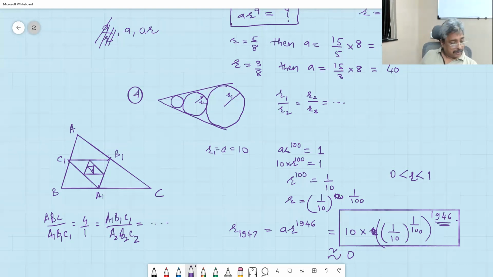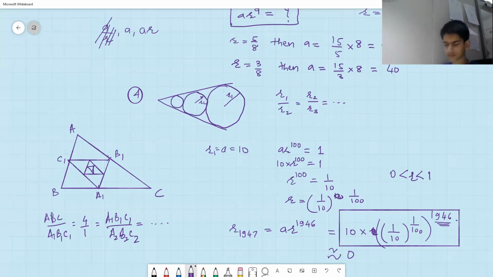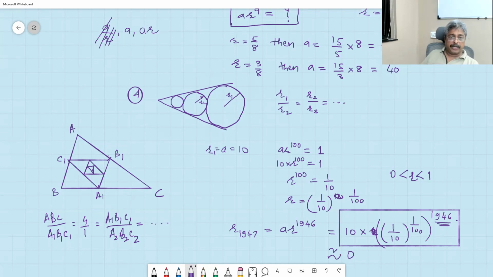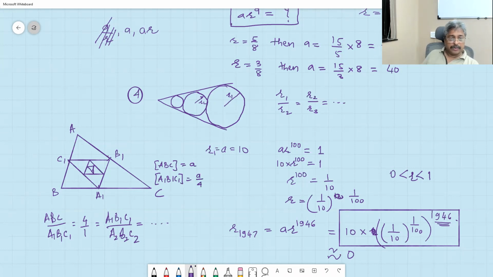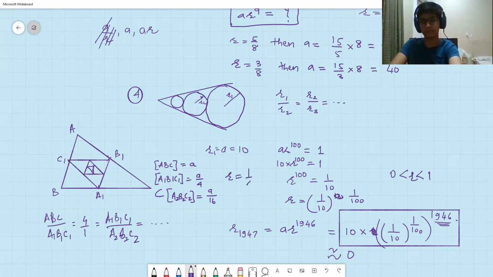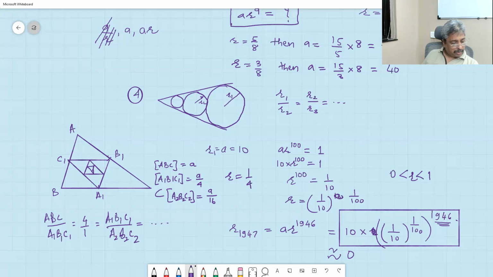So if you consider area of ABC as small a, then area of A1B1C1 is equal to a by 4, area of A2B2C2 is a by 16. Correct? So R is equal to 1 by 4. Now you want to find out how much the sum is, dot dot dot. And of course mod R is less than 1.